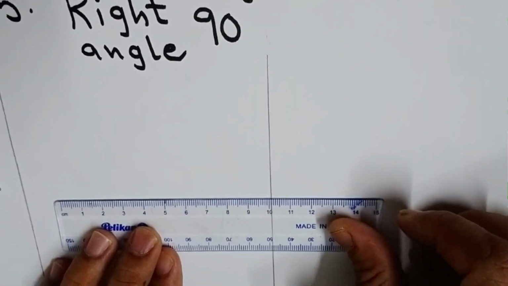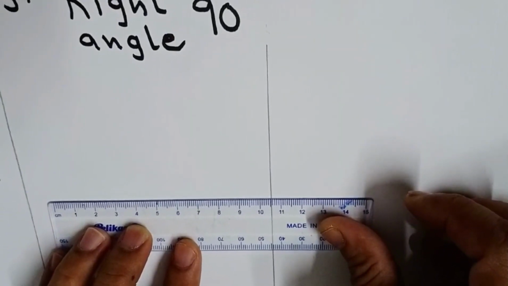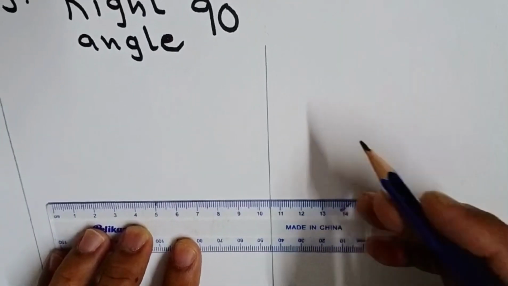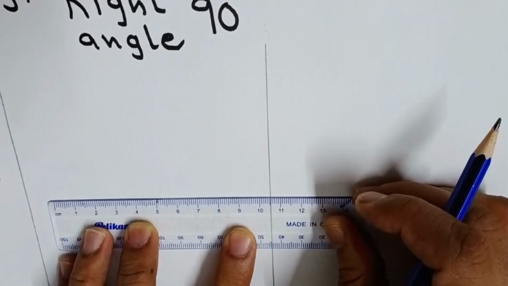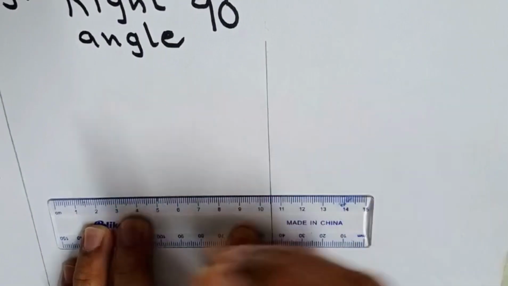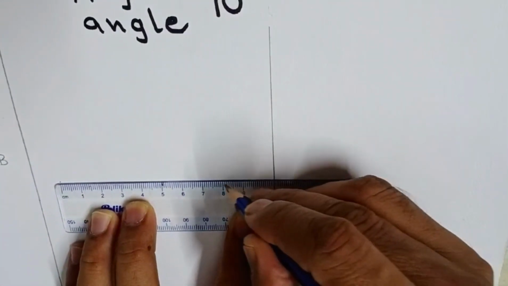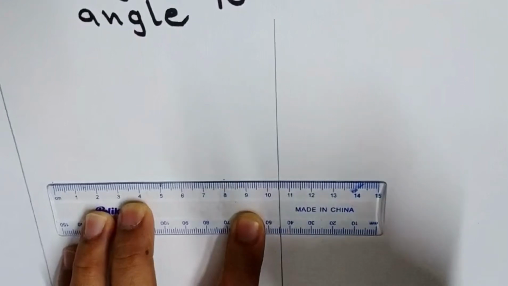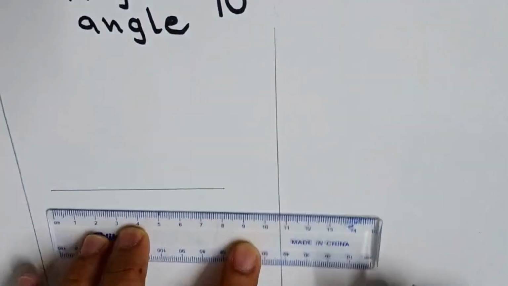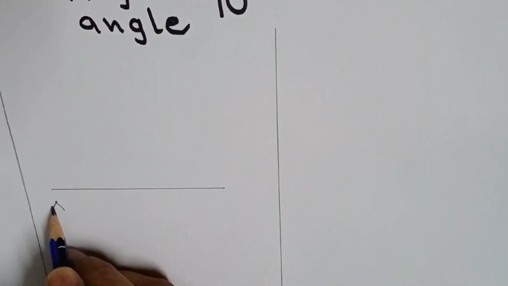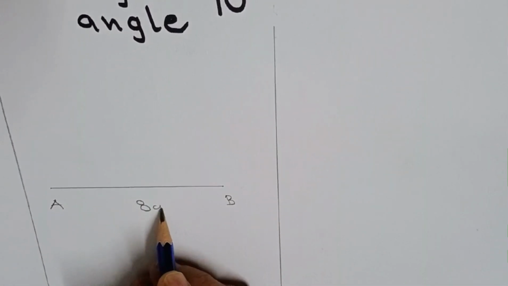Now take a suitable length. This time I am taking 8 centimeters. You can take 8 or 10, up to you. So hold your scale and keep your scale straight. Mark two points, A and B. At 0 it is point A, at 8 it is point B. Now you have to join them with the help of a straight line. This is A, this is B, this is 8 centimeters.